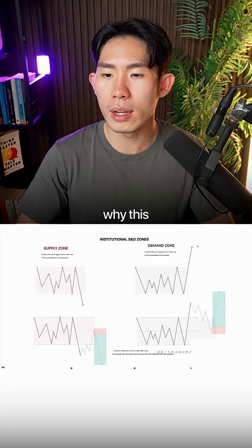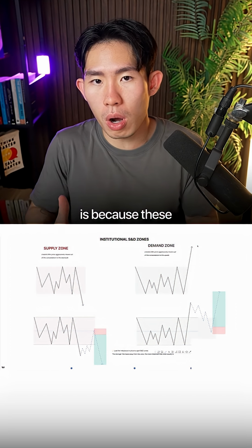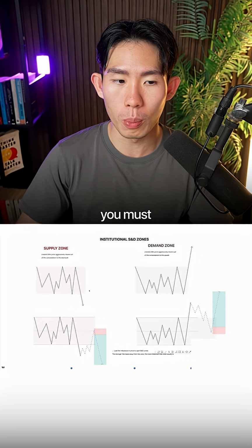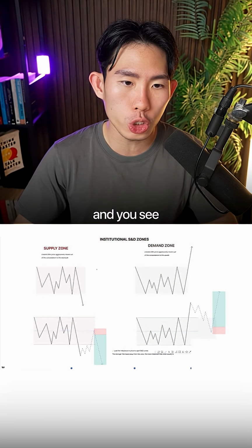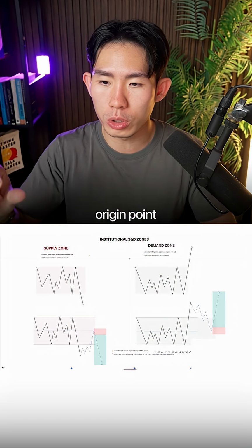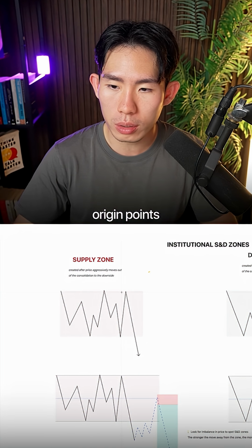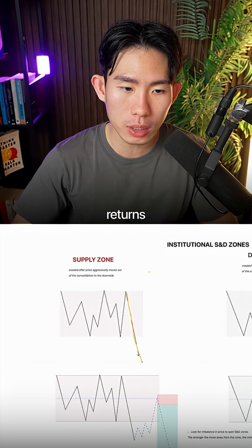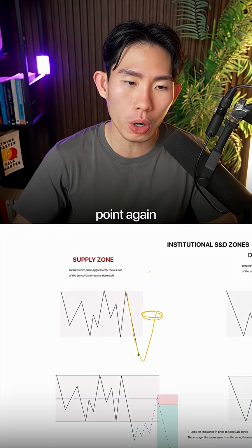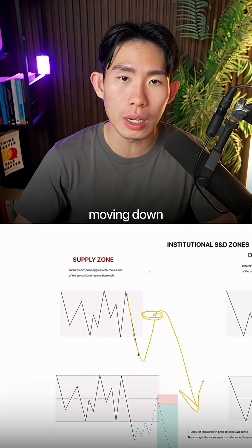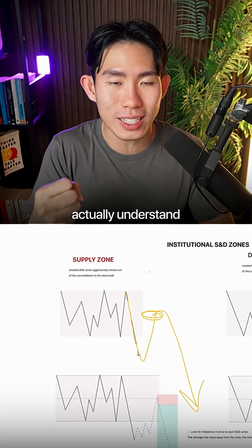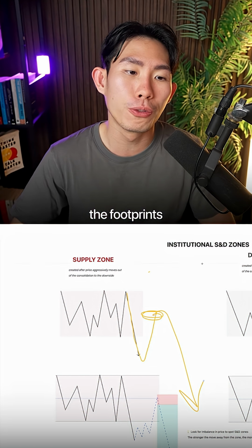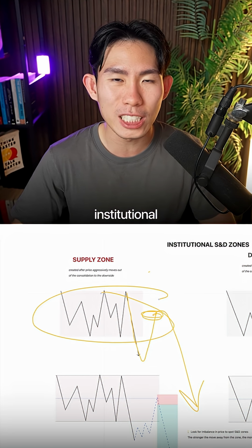Now, the reason why these institution zones matter is because these are the areas where price is gravitating toward. You must understand that whenever you go onto the chart and you see a strong move, they usually have an origin point. And those origin points are where price is going to move towards next. So when price returns, it will most likely react to the origin point again and then continue moving down even lower. I want you to actually understand the core principles of supply and demand zones because they are the footprints of strong institutional order flow.